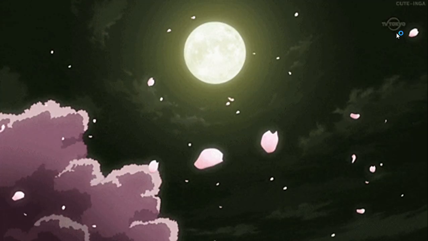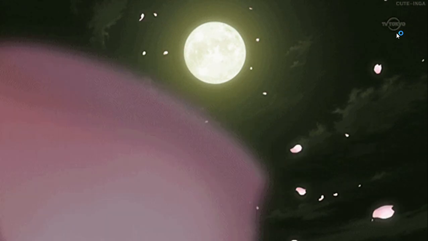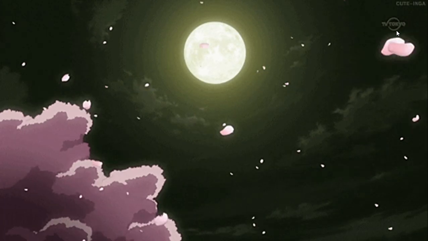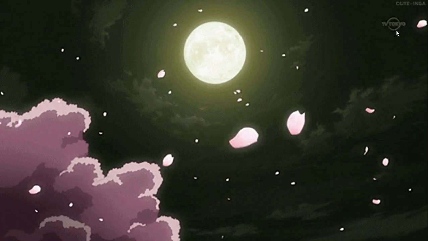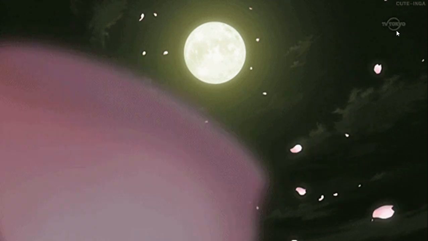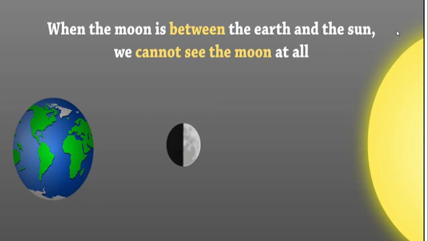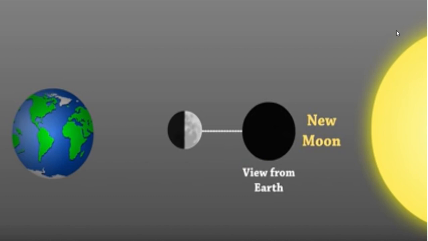The Earth has just one moon, and the moon is roughly a quarter the size of the Earth. We can see the moon with the naked eye, and we know that the moon rotates around the Earth. Let's start to revise what happens in this process. When the moon is between the Earth and the sun, we can't see the moon at all. This is because the side of the moon facing the Earth doesn't get sunlight. This is called new moon.